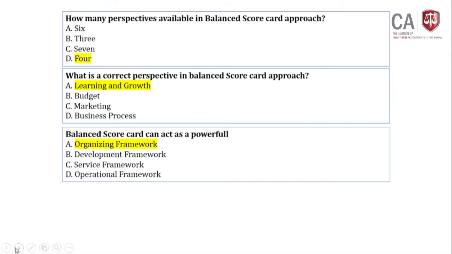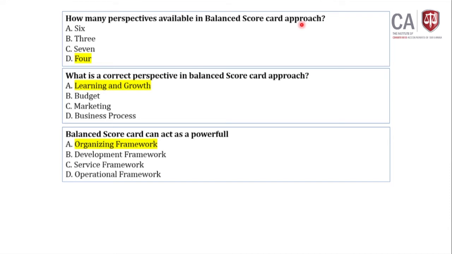Okay, I think that now it is clear to you what the balanced scorecard is. So we talked about all the perspectives of the balanced scorecard. So let's go to the questions then. How many perspectives are available in the balanced scorecard approach? How many? 4. So we talked about that. So you will not be forgetting this one, I think.